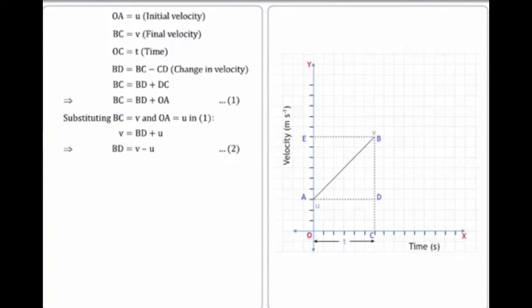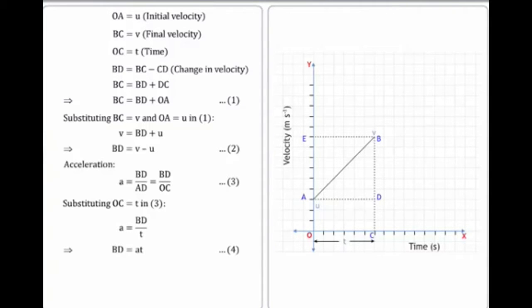The acceleration of the object is the ratio of change in velocity to time taken. From the graph, acceleration A is equal to BD divided by AD, which is equal to BD divided by OC. Let's call this equation 3. Substituting OC is equal to T in equation 3, we get A is equal to BD divided by T, or BD is equal to AT as equation 4.